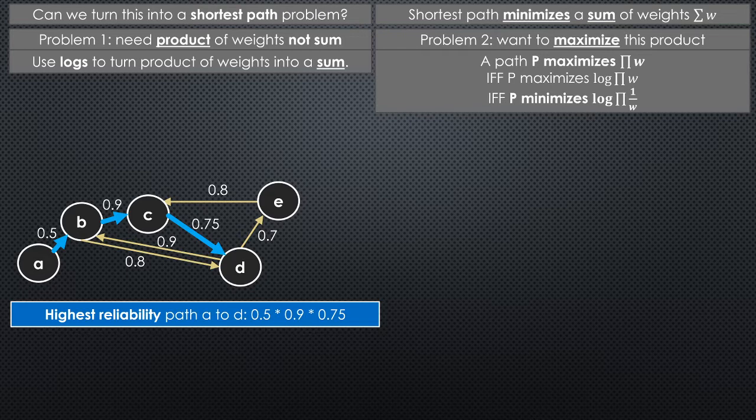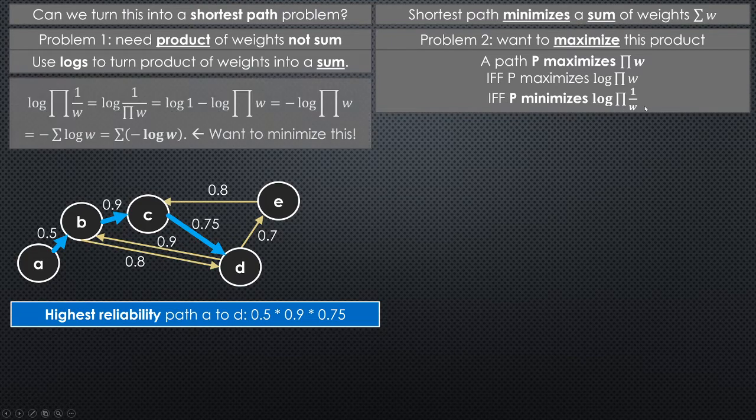Anyway, that's not so much the interesting part of this. The interesting part is we want to not maximize, but minimize. Well, p maximizes log of the product of w if and only if p minimizes log of the product of 1 over w. So we can just take the reciprocal of the weights, and we can do this because the weights are not 0, right? We said they're strictly between 0 and 1. So we can do the equivalent of maximizing the product of w by minimizing log of the product of 1 over w, which might be a little bit surprising.